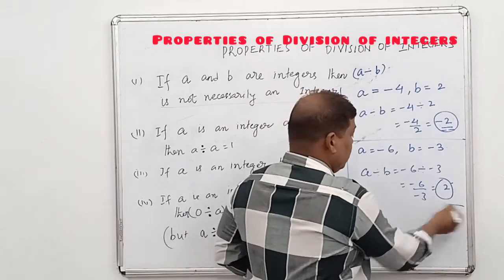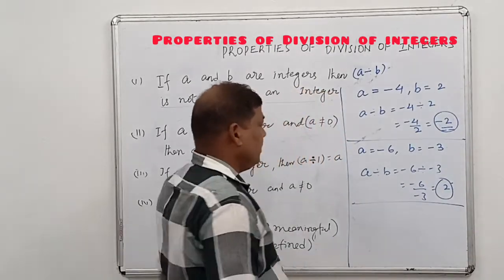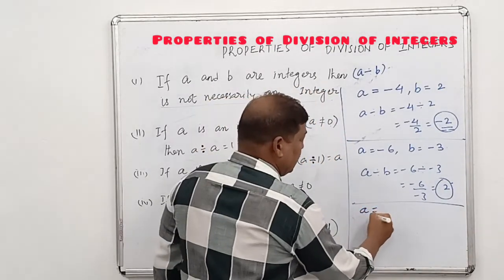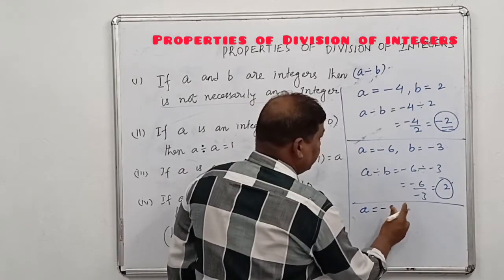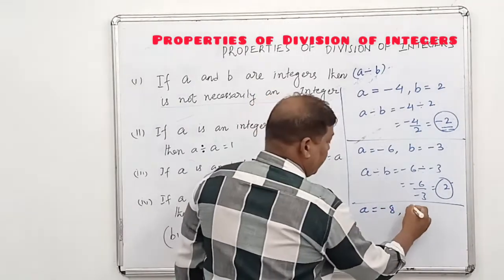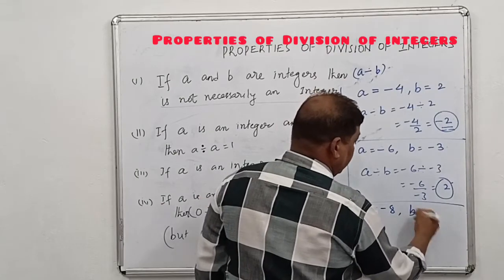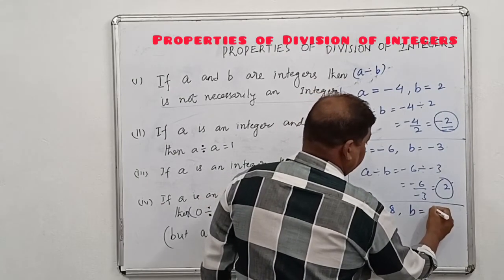Now we will look into another example. Let us take a equal to minus 8, one integer. Now you will take b equal to one positive integer, that is 3.